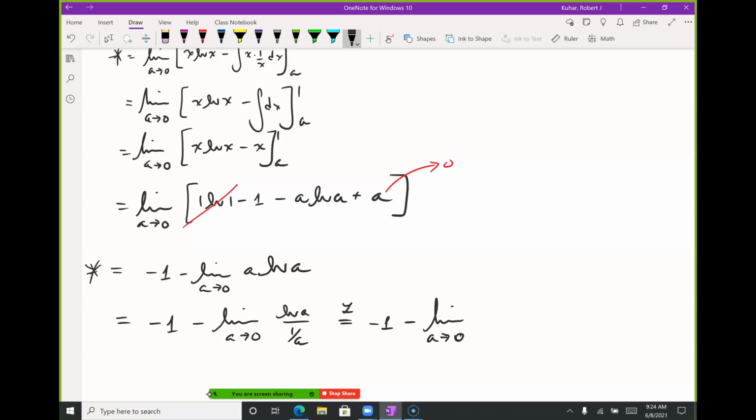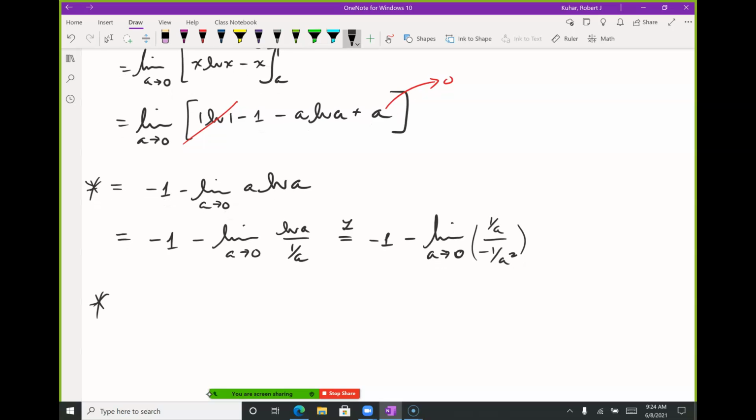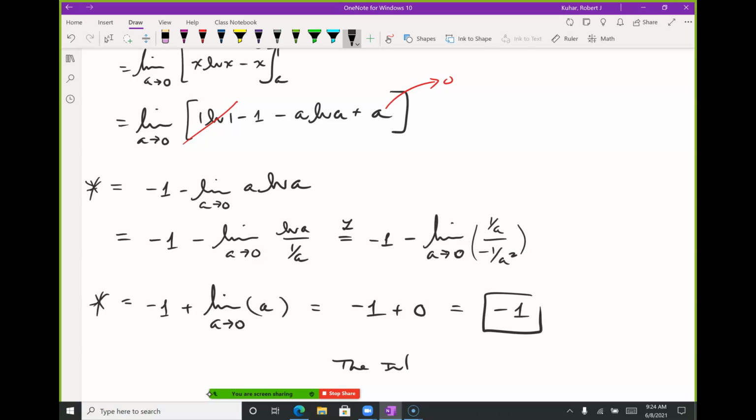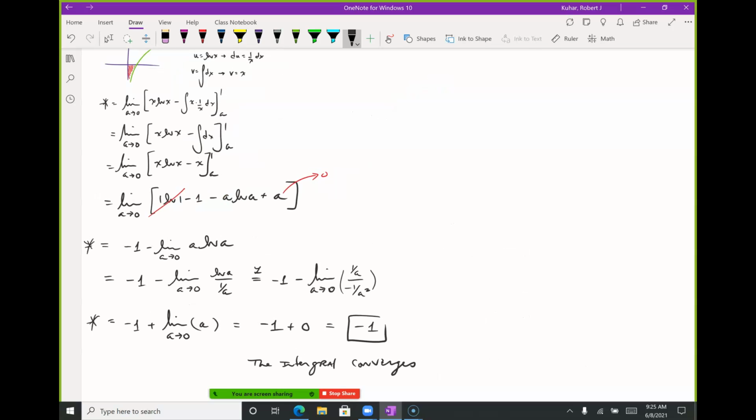So I take a little hop here, and upstairs I get a 1 over a. Downstairs I get a minus 1 over a squared. Right, we're okay with those derivatives. Remember, it's not a quotient rule. It's the derivative of the numerator over the derivative of the denominator. So the negative can come out of my limit. And I'm doing the limit as a goes to 0, and it turns out to be just a, which of course is 0. So since I got a finite number, the integral converges. A lot of writing.